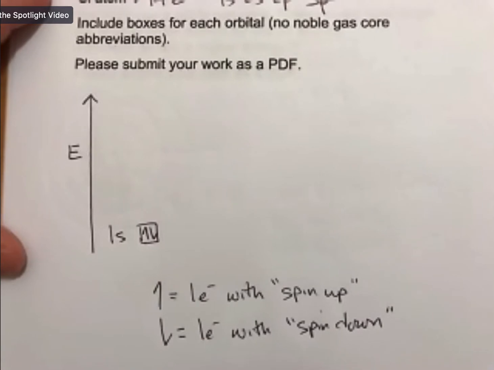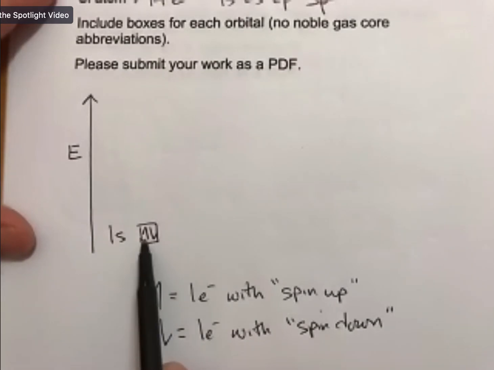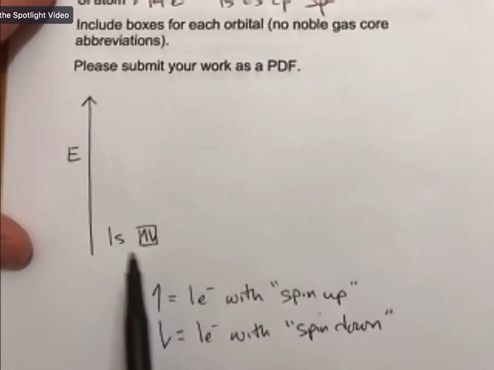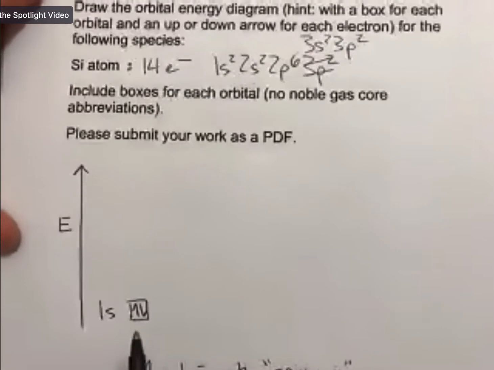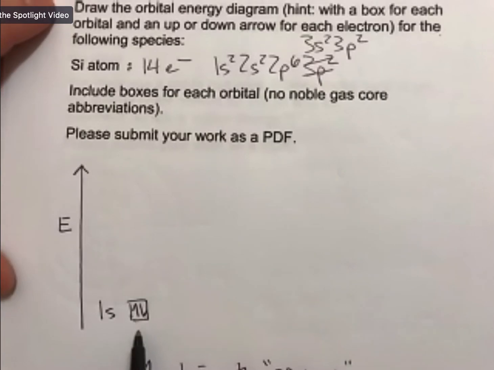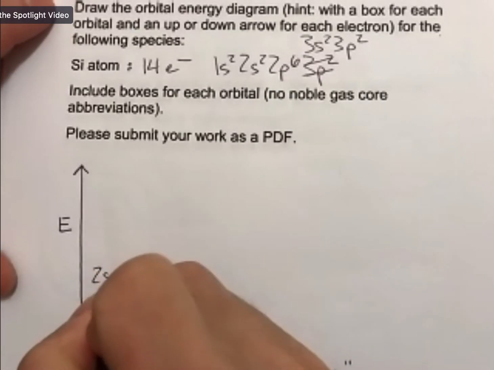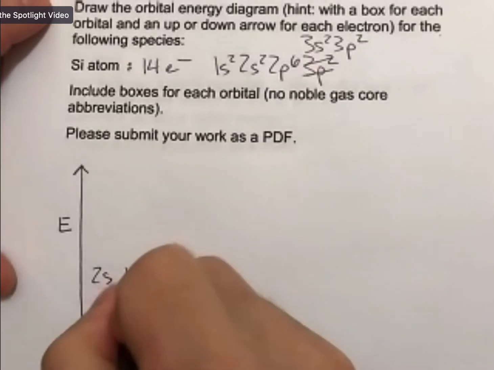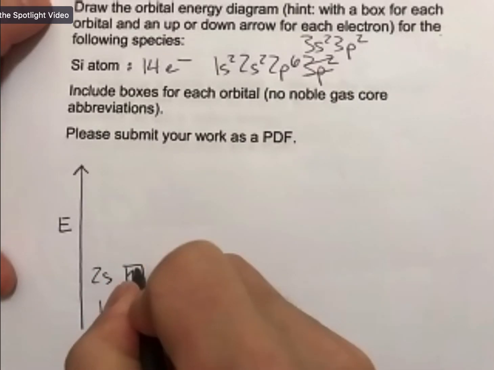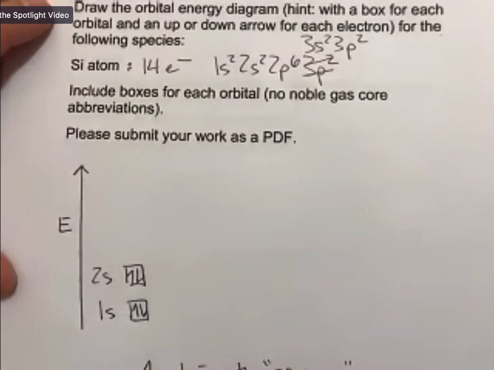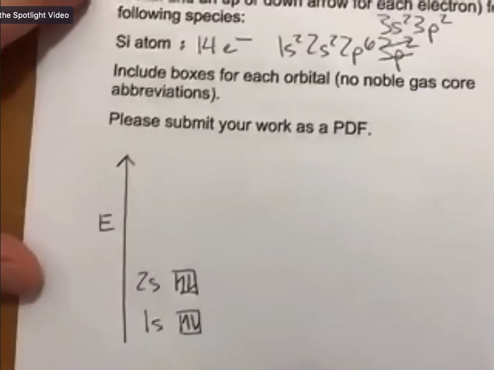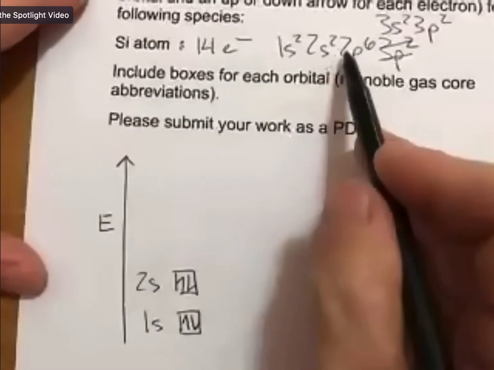And spin is a quantum mechanical property. We don't have to worry too much about it other than to know that these 2 electrons have something different about them and that they both fit into one orbital. And that the maximum number of electrons in any one orbital is 2. Then we go to 2s. We put our 2 electrons in there. Then following along, then it's 2p.